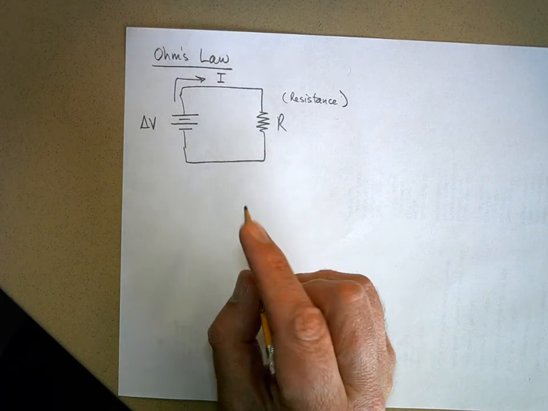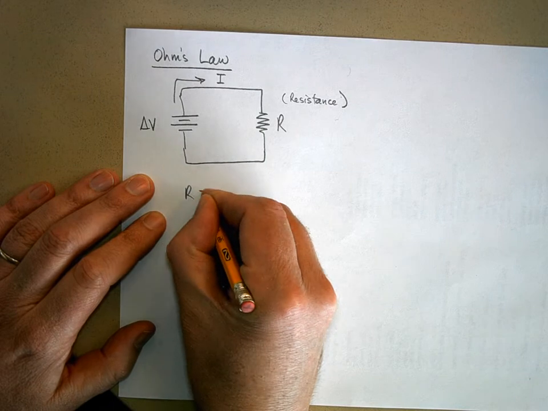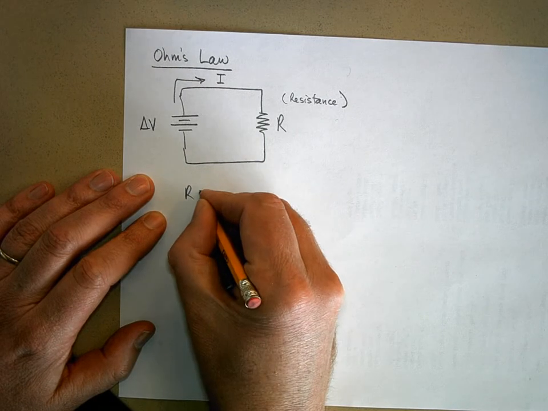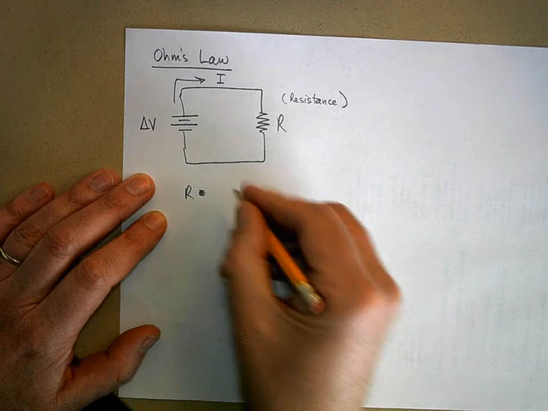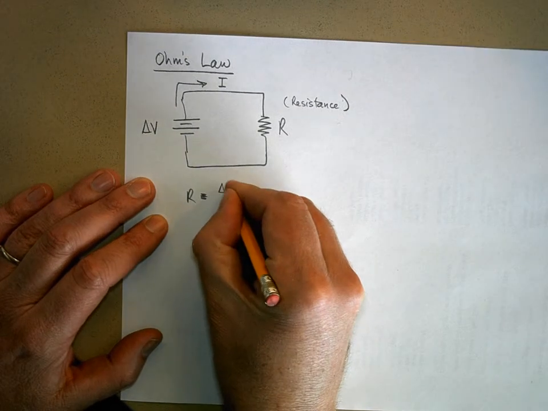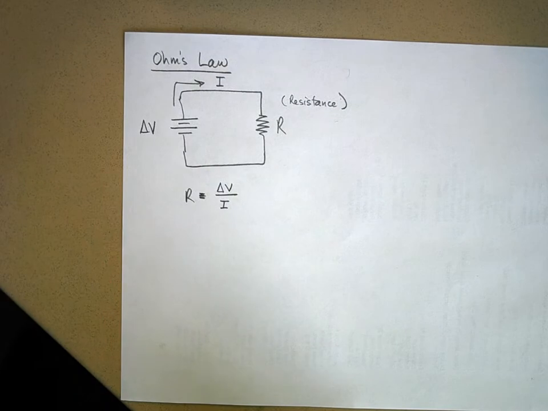Okay? And here's what resistance says. Resistance, by definition, is delta V over I. Okay? Now, what does that mean?